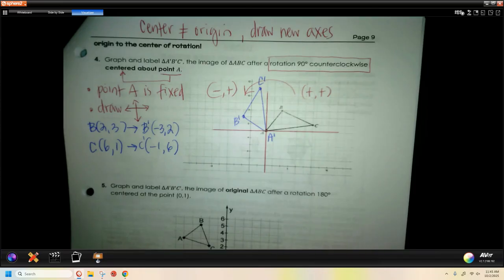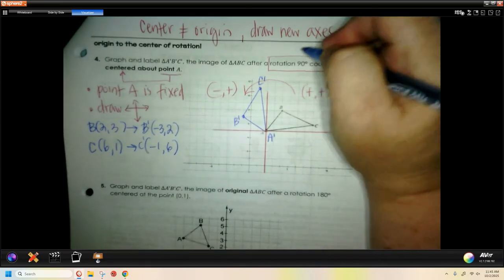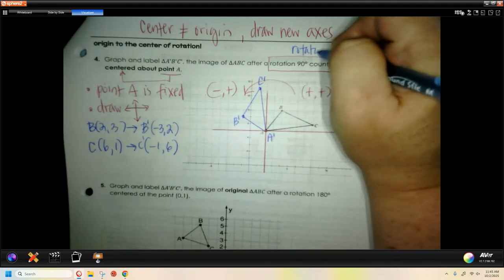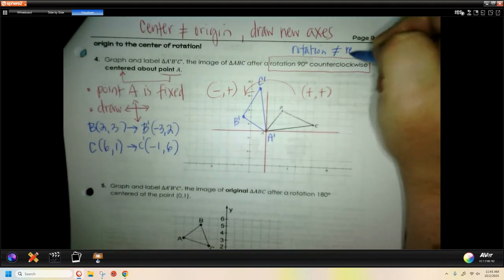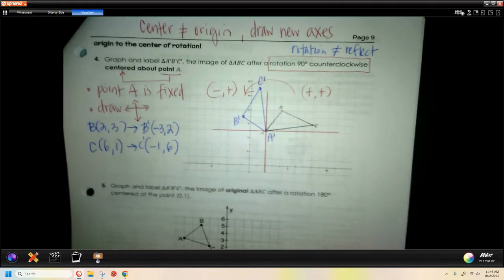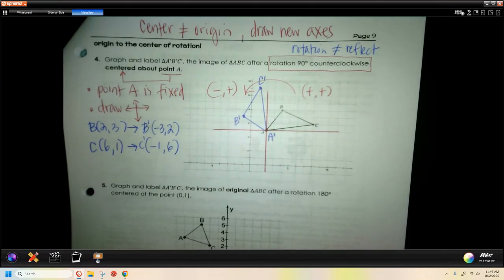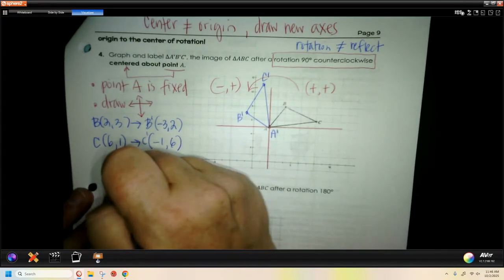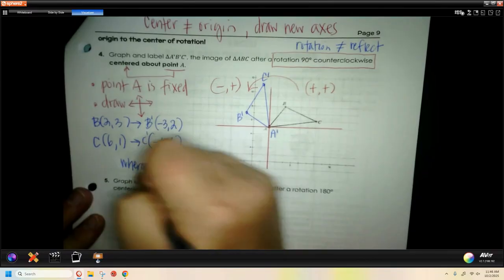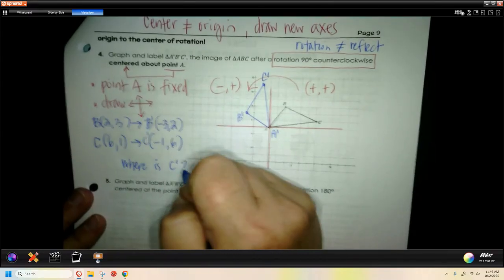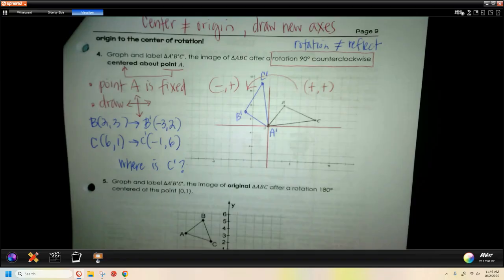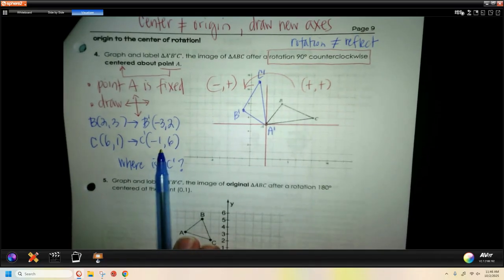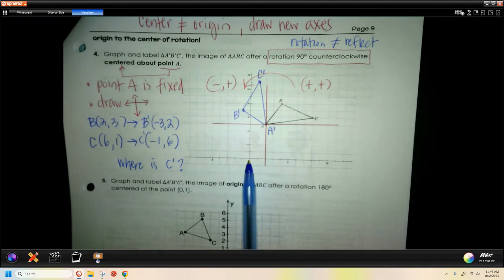So that goes back to the whole idea that rotation cannot be reflection unless you're rotating a square. If you're rotating a square, it's possible that it could look the exact same, horizontal and vertical. You're not going to notice the difference. But what happens if they ask you, where is C prime? What's the coordinate pair for C prime? Your answer can't be this. You have to go back to the origin to find its true location.